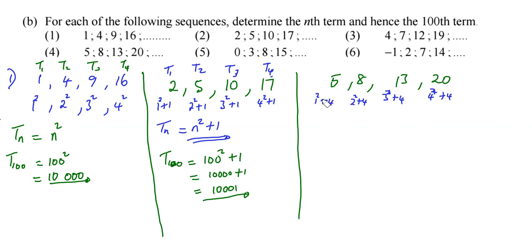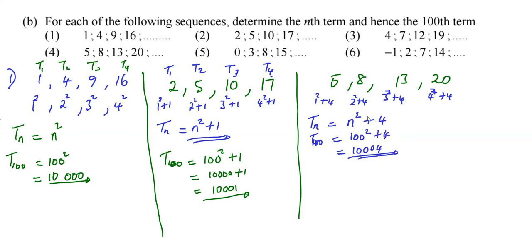Now let's see what we have here. If we have 1 squared plus 4, we have 5. So it means that our formula should be, what is constant here is 4. So our Tn should be equal to n squared plus 4. If you want to find T100, the 100th term, it's going to be 100 squared plus 4, which is equal to 10,004. That becomes our final answer.